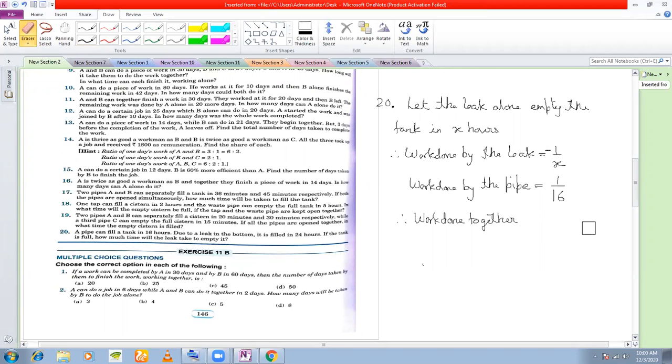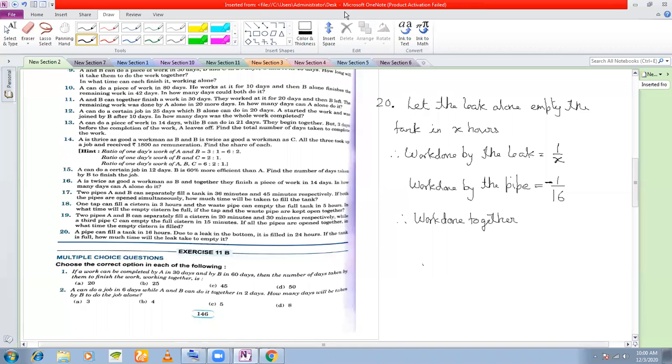See, this is simply 1 by X, and you have to take this as minus 1 by 16. Now, can anyone tell me why I have taken the filling pipe as negative work done?